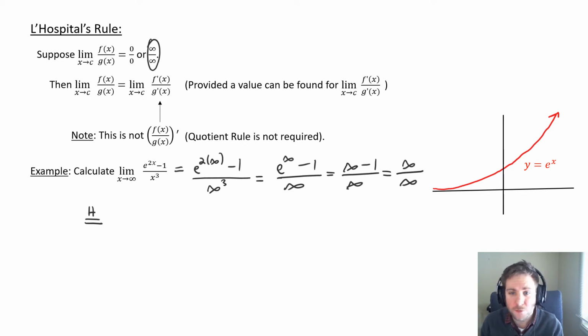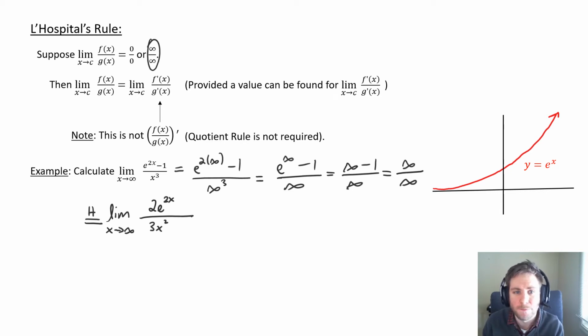Now, L'Hopital's rule tells us to take the derivative of the numerator and denominator. The denominator is x cubed, so the derivative is 3x squared. For the numerator, we use the chain rule to get a derivative of 2e to the 2x. Pause and convince yourself if necessary.